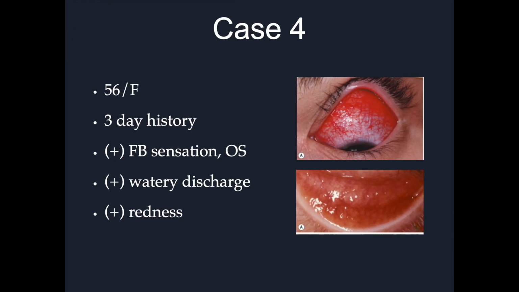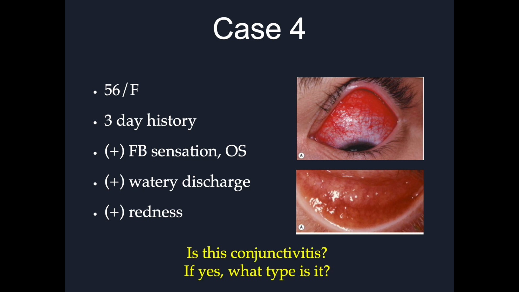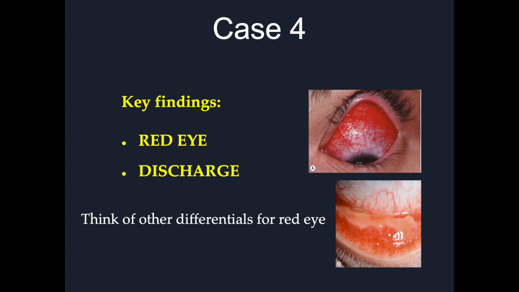Case 4. A 56-year-old female with a 3-day history of foreign body sensation, watery discharge, and red eye. Is this conjunctivitis? If yes, what type is it? So the key findings here are a red eye and discharge. With that, you also need to think of other differentials for red eye. Remember to always stain.